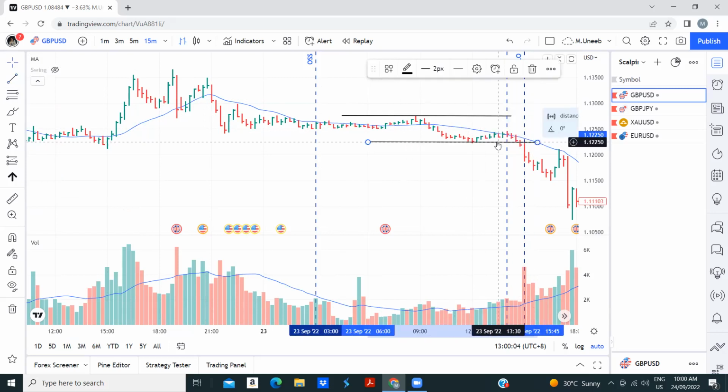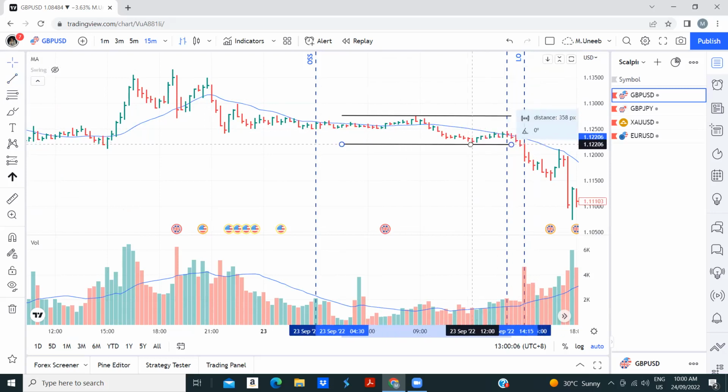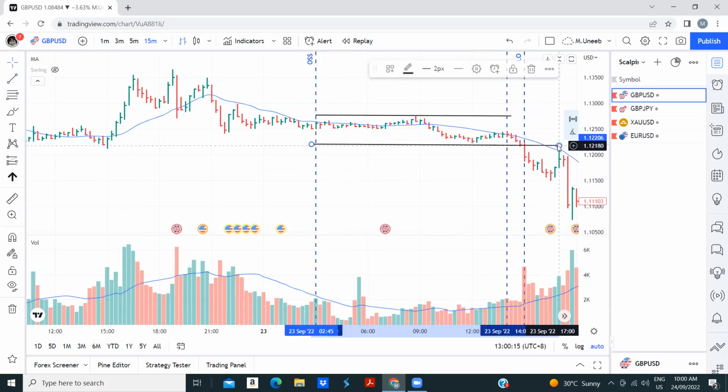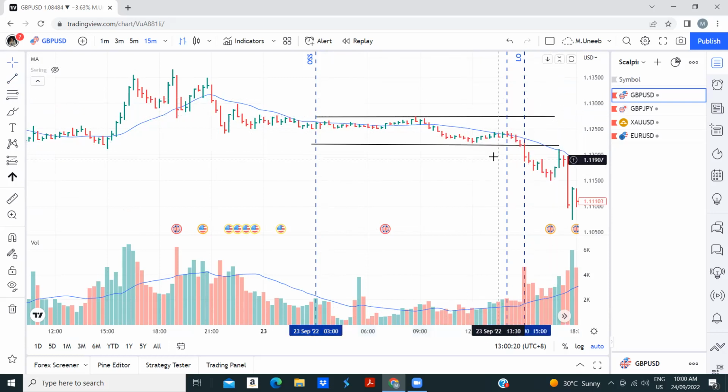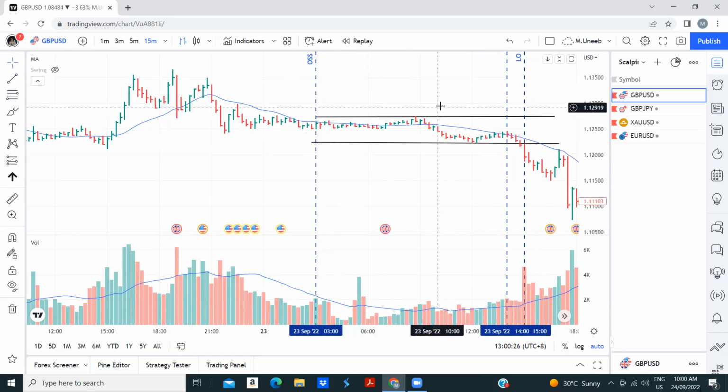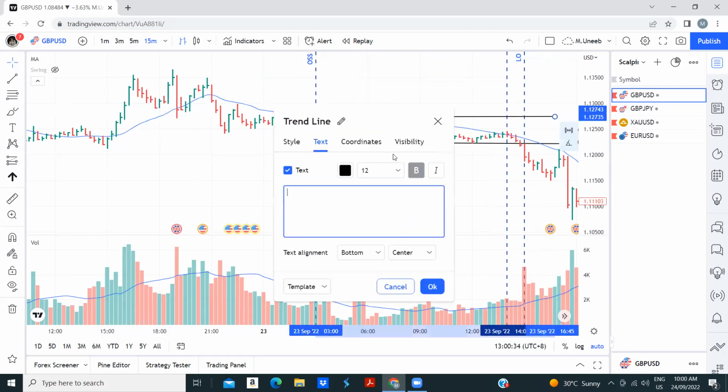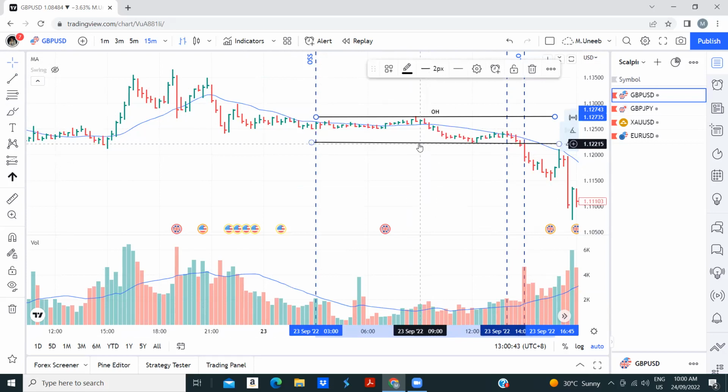So you will see here, this is the 15-minute time frame. Let's extend it all the way up here. All right, so what do you see here? Between this one is what? Overnight high. And this one is overnight low, right?